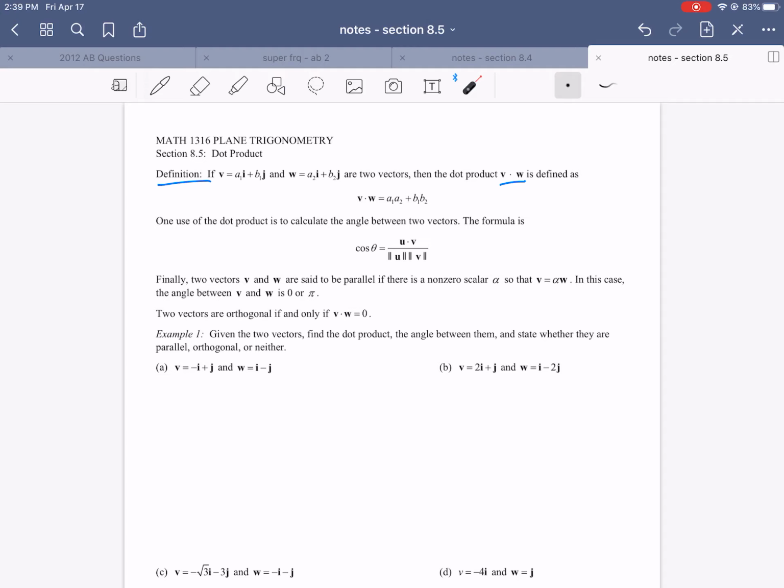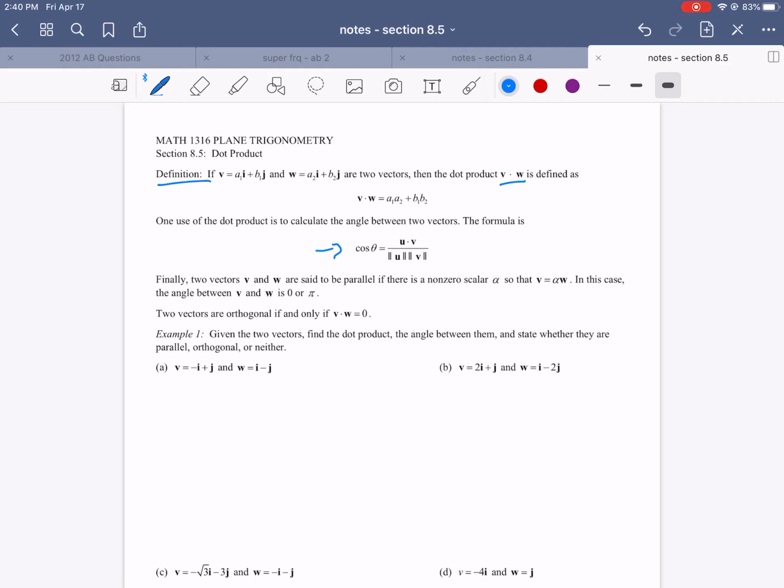One very useful consequence of this is that we get to calculate the angle between two vectors using this formula right here. This is going to be primarily calculator, but it could also be non-calculator. But you guys are going to be using your calculator to do this.